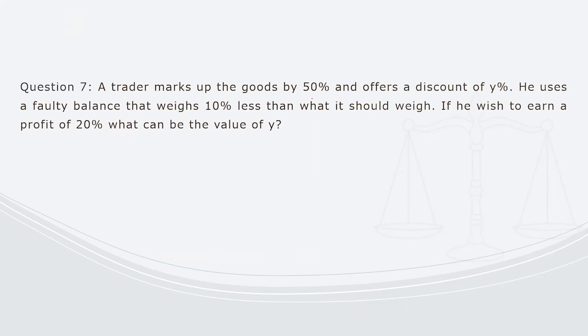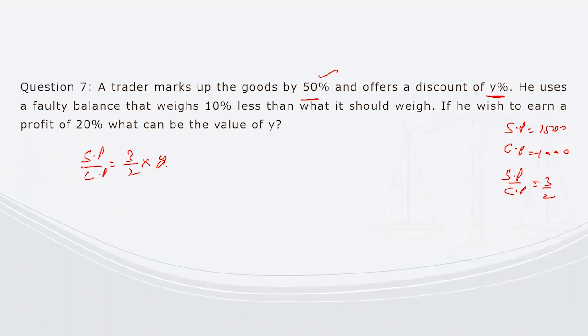A trader marks up the goods by 50%. So what will be his selling price? His selling price, let's say, suppose, is 1,500 on a cost of 1,000. So we are then going to say that the selling price by cost price ratio that it generates has to be 3/2 for this particular part. Overall ratio of selling price by cost price, I'm writing it over here. First part of this transaction is giving me 3/2 as the ratio of selling price by cost price, and offers a discount of Y%. Now, because of this Y% discount, I am taking that figure as Y itself. Okay, we'll get a fraction over here, and from there we will try to judge what is the discount percentage.